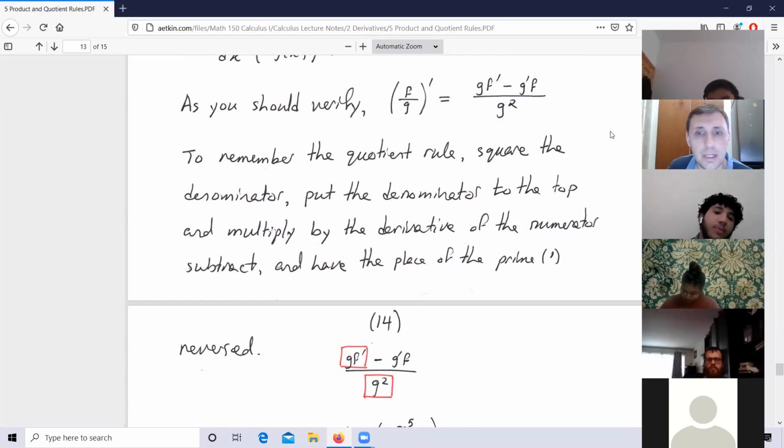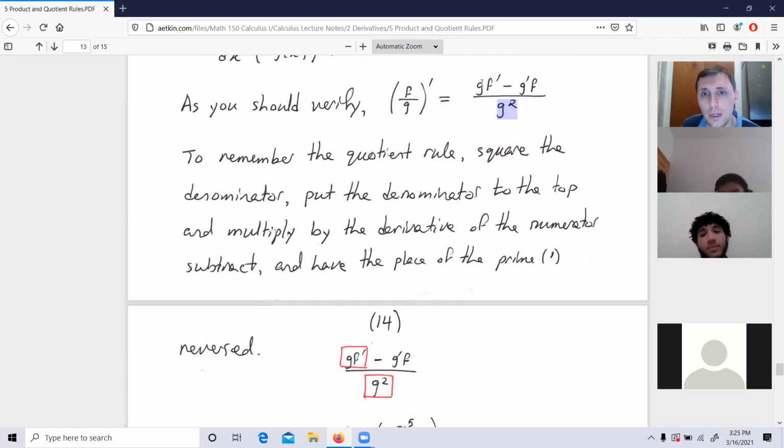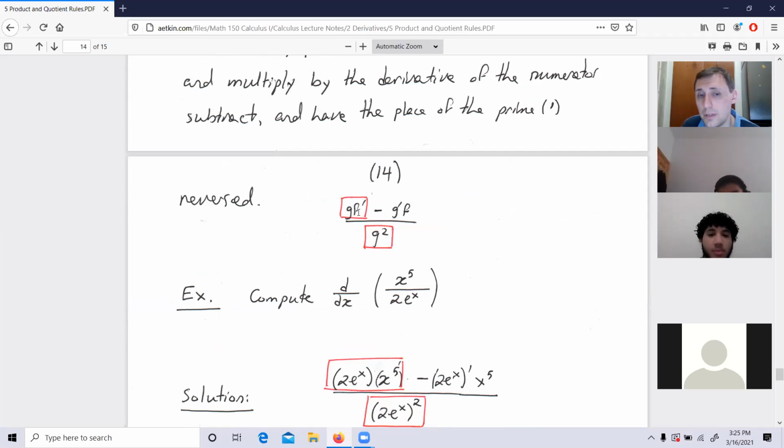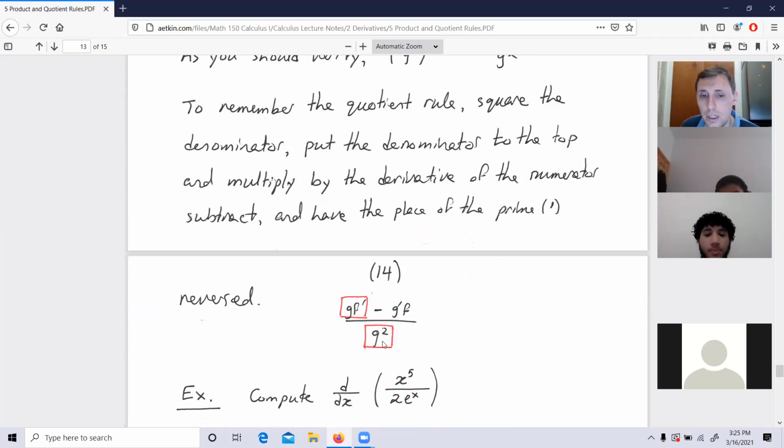And that ends up being the square of the denominator, copy the denominator to the top, multiply by the derivative of the numerator, minus the roles reversed. You see, all you have to remember, it's very important to do it in order. Square the bottom, copy the bottom, take the derivative, and then minus. It's not a product rule on the top. It matters what you put first, you see? So denominator squared, denominator, numerator derivative, minus, and then roles reversed. Please calculate the derivative of x to the 5 divided by 2 times e to the x.